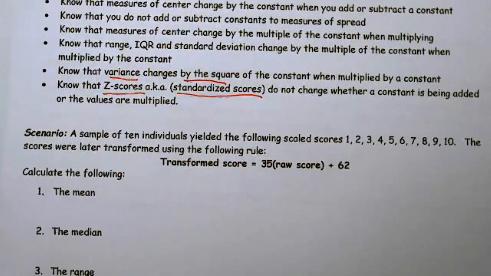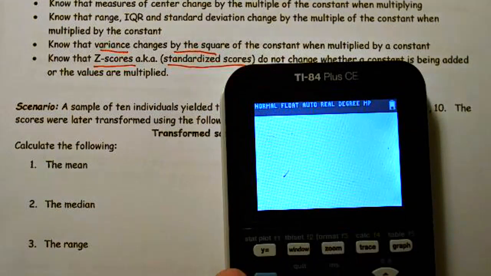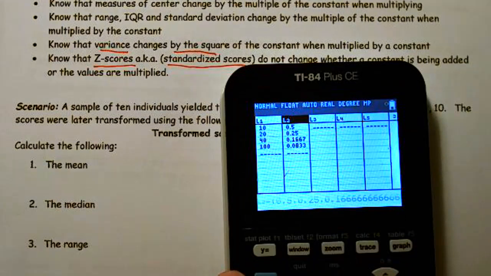So scenario 1, a sample of 10 individuals yielded the following scaled scores. The scores were later transformed using the following rule. Calculate the following. So we're going to do this. We're just going to go to stat edit real quickly, and I haven't gotten this in here. I should have, but I didn't. And we're going to enter 1, enter 2, enter 3, enter 4, enter 5, enter 6, enter 7, enter 8, enter 9, enter, and 10, enter.